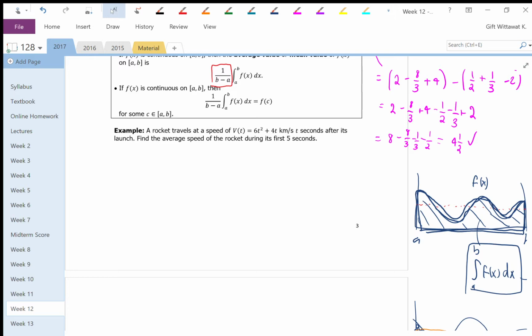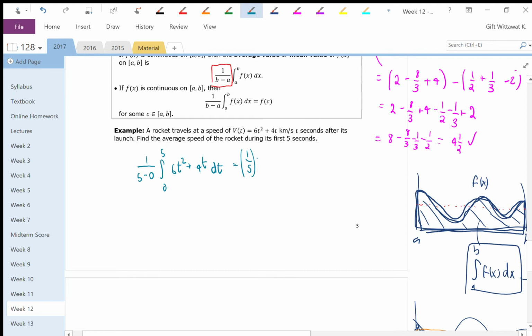So I'm just going to plug in the formula here. That should be quite straightforward. It's the first 5 seconds, so I'm looking for when it goes from 0 to 5. So that's going to be 1 over 5 minus 0, and it's going to be the integral of f, so 6t squared plus 4t dt. So that's going to be 1/5 of the integral.